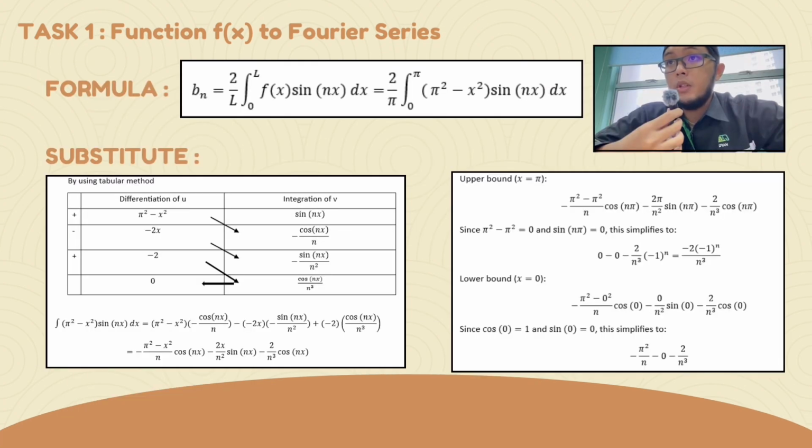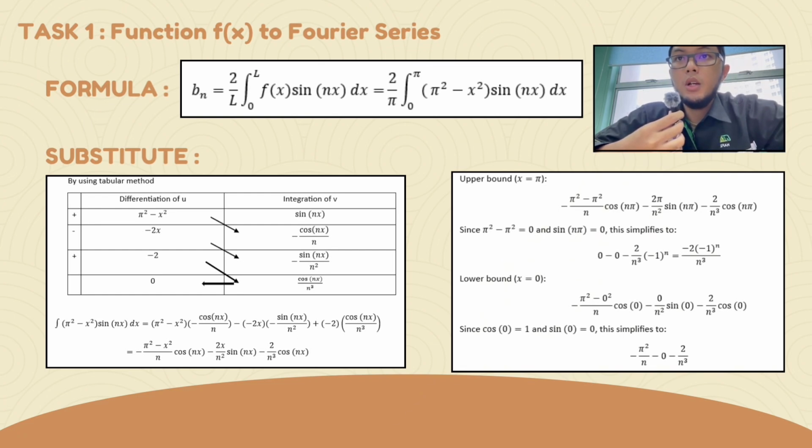We start with this bn formula, which is bn equal to 2 over L integral from 0 to L of f of x sine n pi x dx. We input the function, which is pi squared minus x squared, inside this integral, and the limits will be from 0 to pi. To solve this, since we have two different functions, we need to use this tabular method, and then we will get this expression.